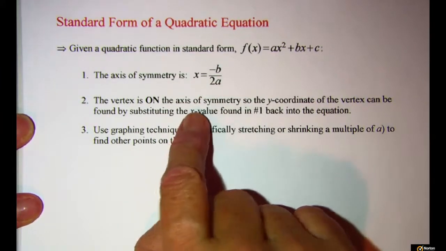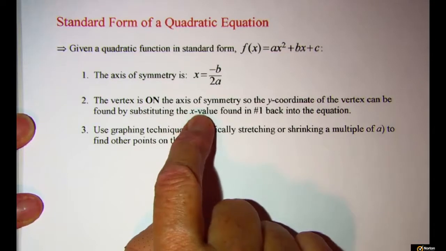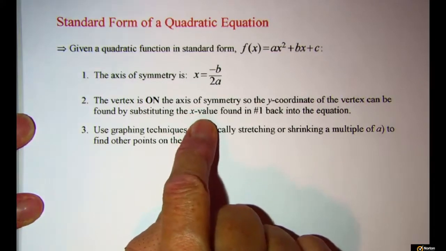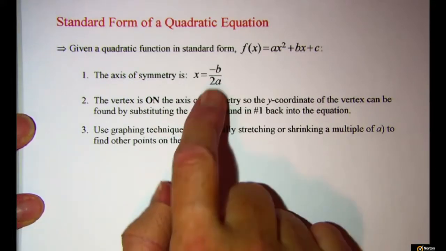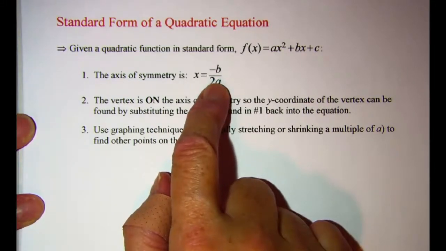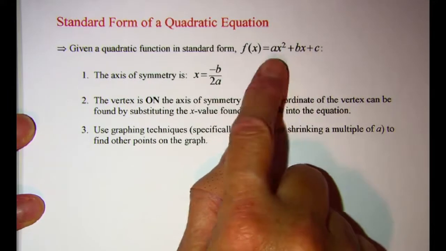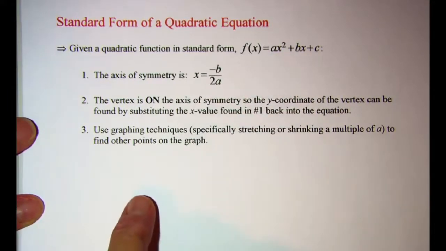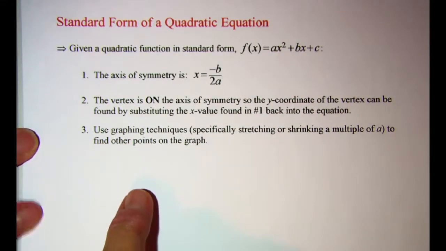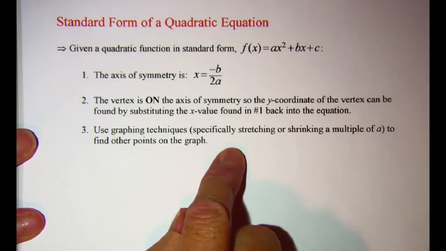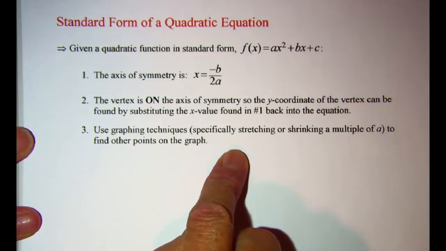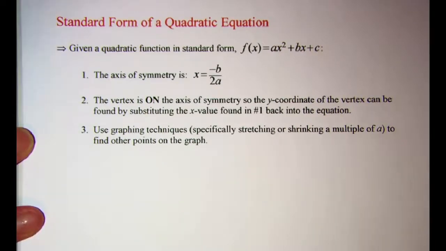Since the vertex is on the axis of symmetry, you can find the y-coordinate of the vertex by substituting the x value that you found from this equation back into your standard form of your equation. And then using graphing techniques that we learned earlier about stretching and shrinking, a multiple of a, we can find other points on the graph. So let's do an example.